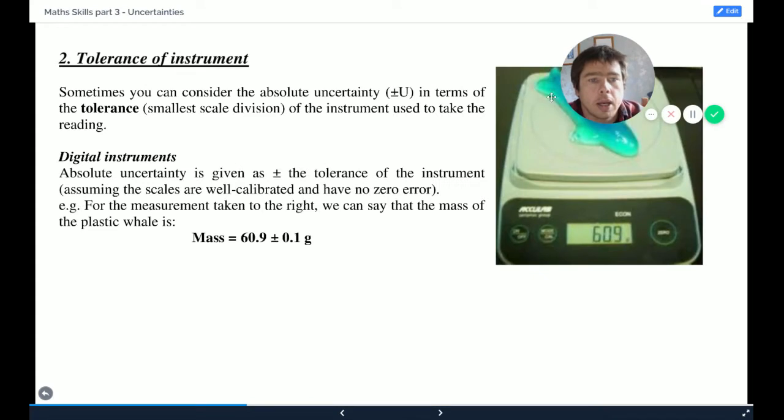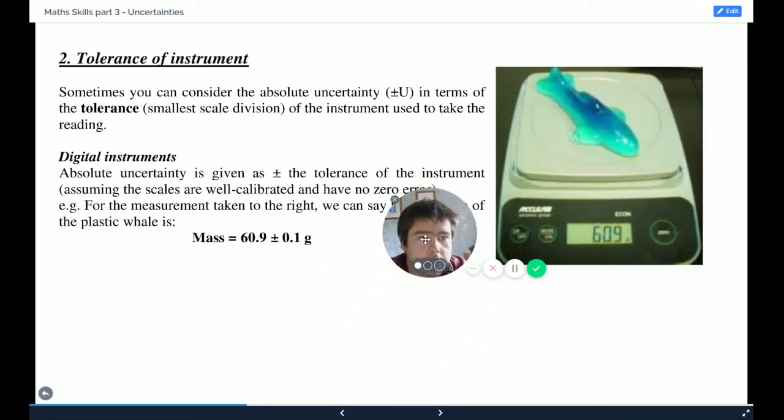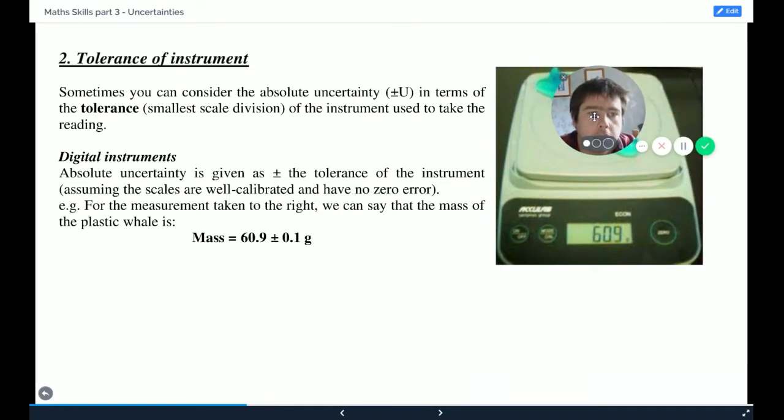So let's say I've got a big fat head on this scale. This is not a big fat head, it's a jelly sweet or something or other. Anyway, I'm going to put my big fat head above that.